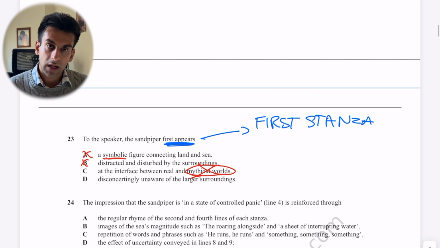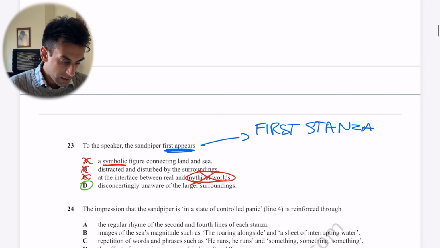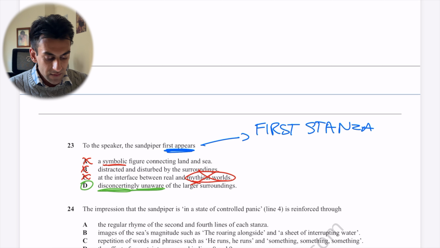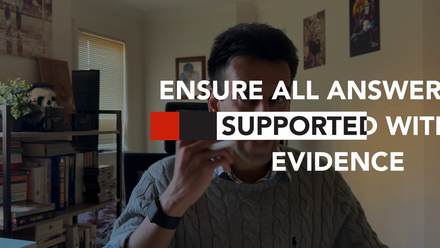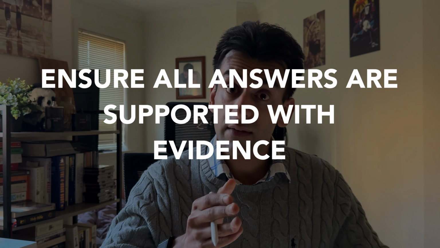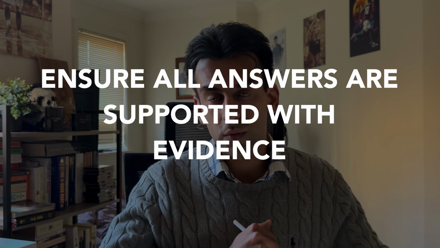Disconcertingly unaware of the larger surroundings. That is going to be our answer. And again, you can see that aligns really well here as well. So you can see, even if we didn't have this real good understanding of the poem as we've shown here, as you go through the options, you can go back and work through what information you've been given and go through from there. Remember, the really important thing here is to make sure that whatever answer you put down can be supported with evidence from the text. If you can't find evidence from the text, you're going to find it very difficult to answer the question appropriately. So that's it, folks.